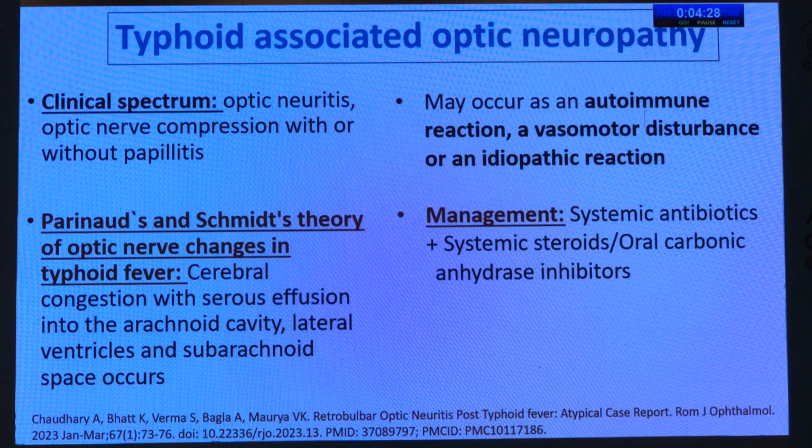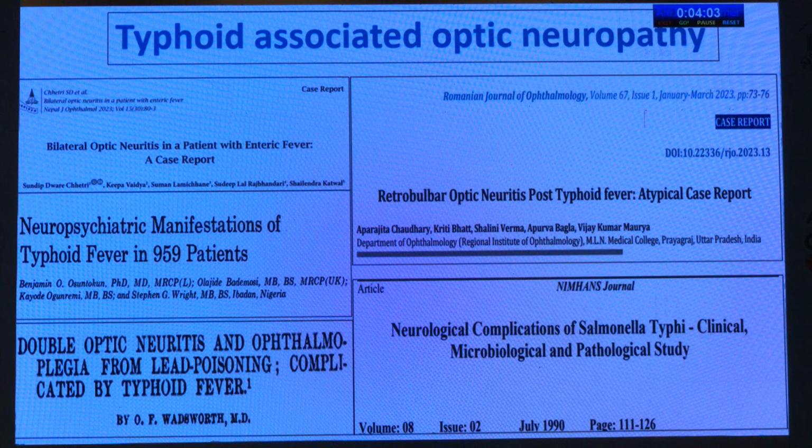viral fever associated optic neuropathies. Next, coming to the bacterial, the first is the typhoid associated optic neuropathy, where as per the Parsons and Skeme theory of optic nerve changes, there can be cerebral congestion with serous effusion into the arachnoid cavity, lateral ventricles, and subarachnoid space. It may occur as a vasomotor disturbance or an autoimmune reaction, and the management is with systemic antibiotics along with systemic steroids or oral carbonic anhydrase inhibitors.